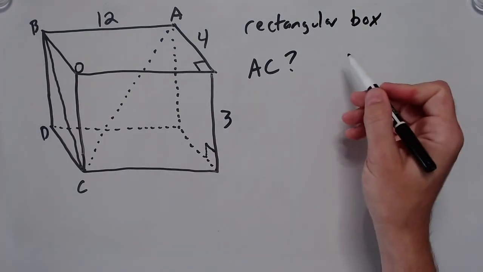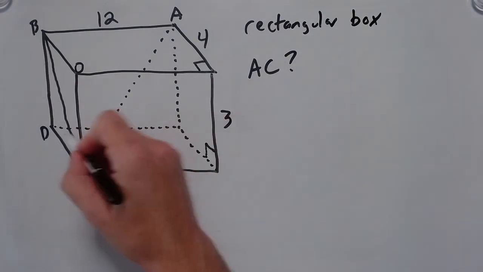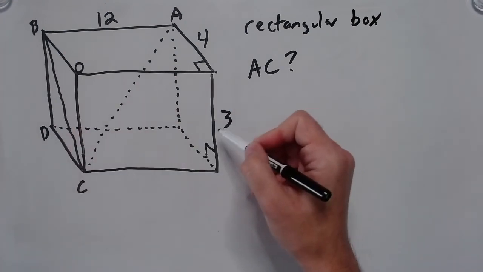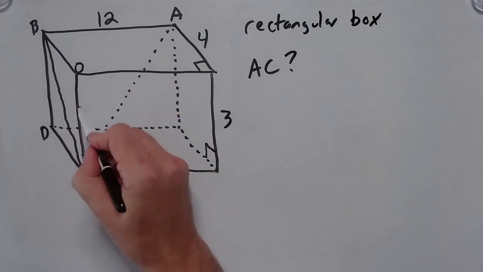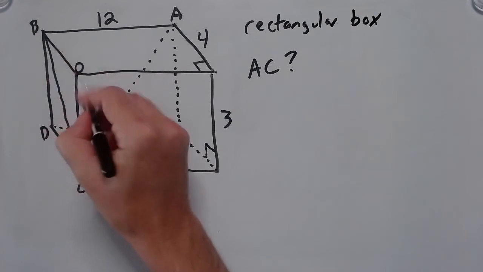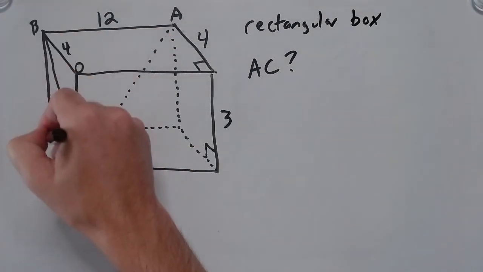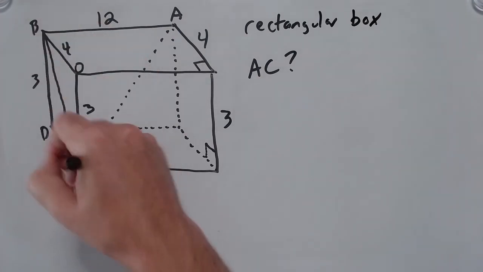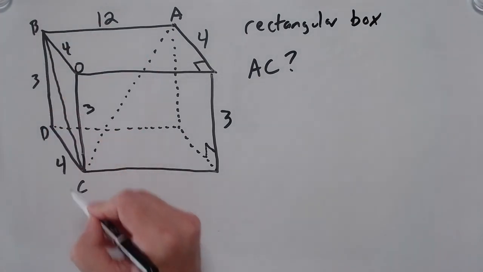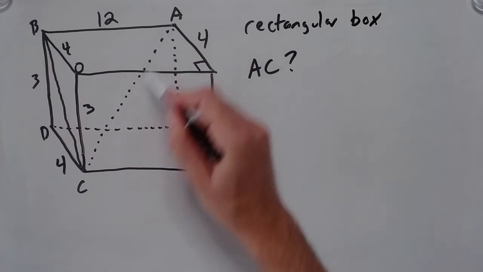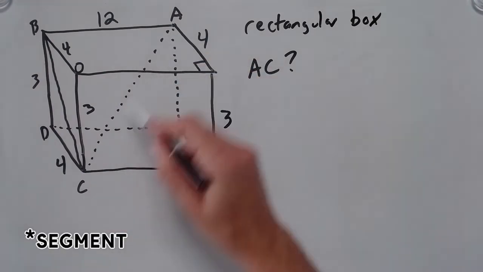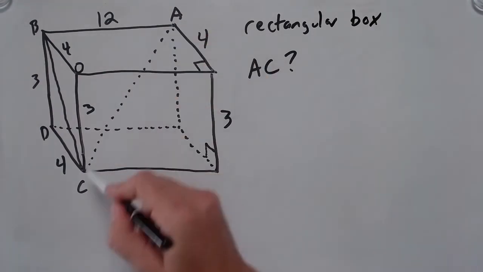So because it's a rectangular box, opposite sides will be the same length. So like OC, this is 3, and BO is 4, and BD is also 3, right? So we have a lot of similar lengths. Actually, DC is 4. So we're trying to find this length, right? How do we find from A to C?